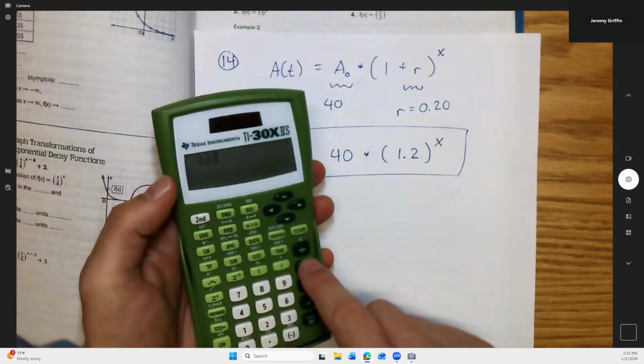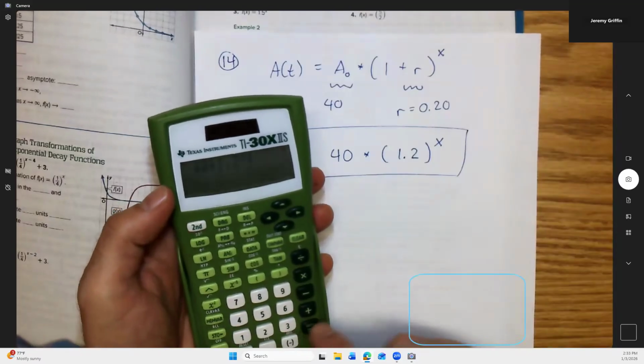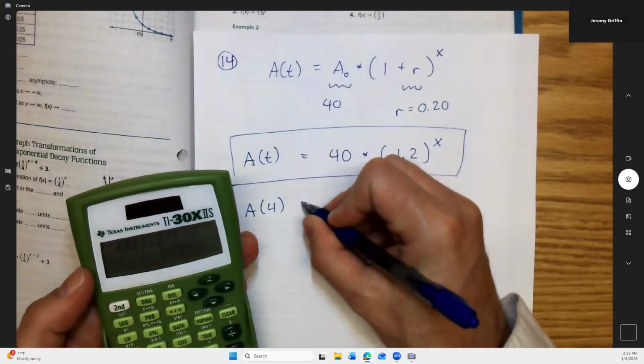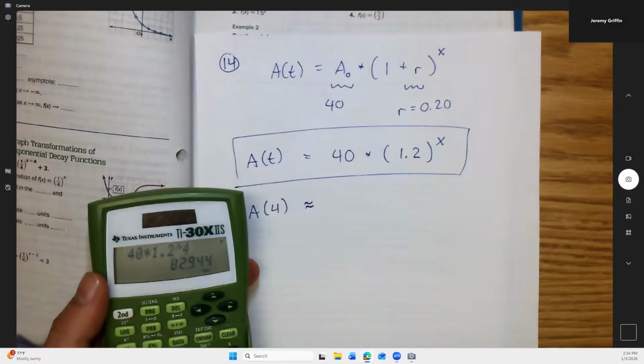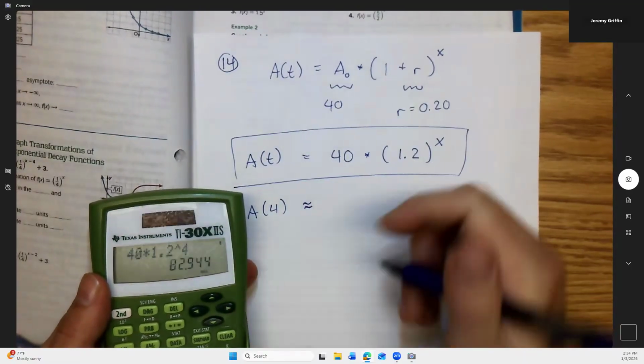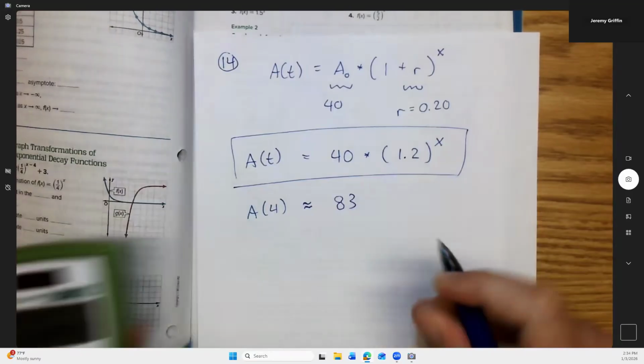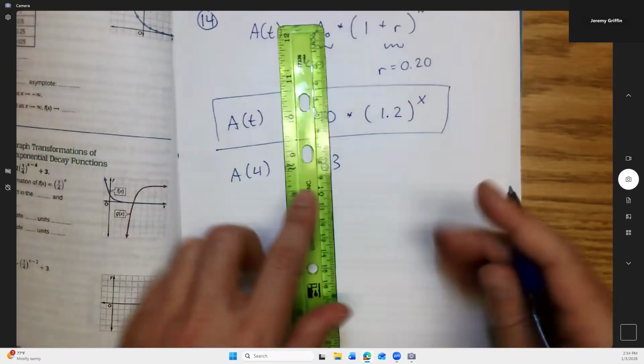So 40 times 1.2 to the 4, right? Well, I'm going to round to the nearest whole value because we're talking about number of people. So I'll call it about 83. Here, we can do a whole table.